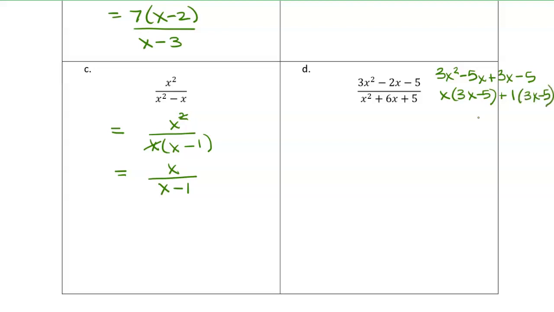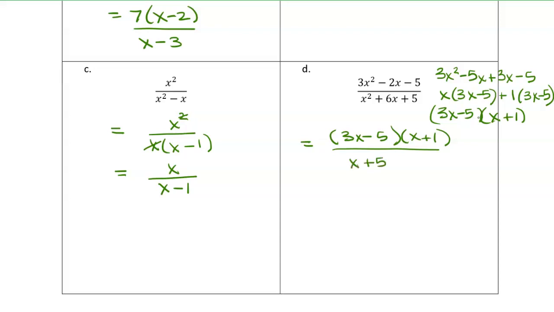Running up against the edge here. We have a common factor now of 3x minus 5, and when I factor that out, x plus 1 is what's left. So now all I've done is factor the numerator. Let's write that down. The numerator becomes 3x minus 5 times x plus 1. And the denominator is easy because it doesn't have a leading coefficient. I just have to look for factors of 5 that add to 6. So I get x plus 5 times x plus 1.